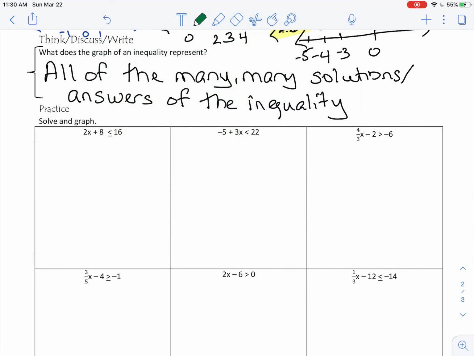All right, now you're going to practice. So I'll do a few with you. Feel free to turn off the video, do a problem, and then turn it back on and see how you did, just like we would do in class. Make sure the inequality sign stays exactly the same.